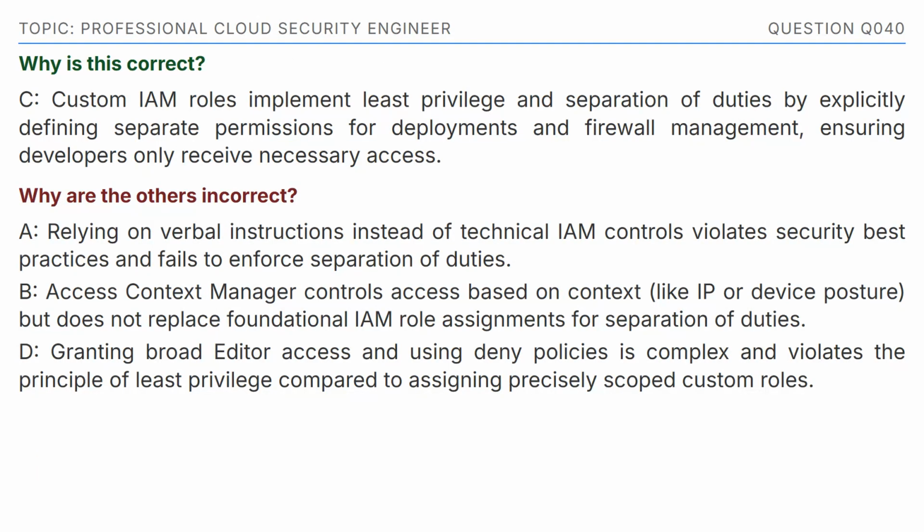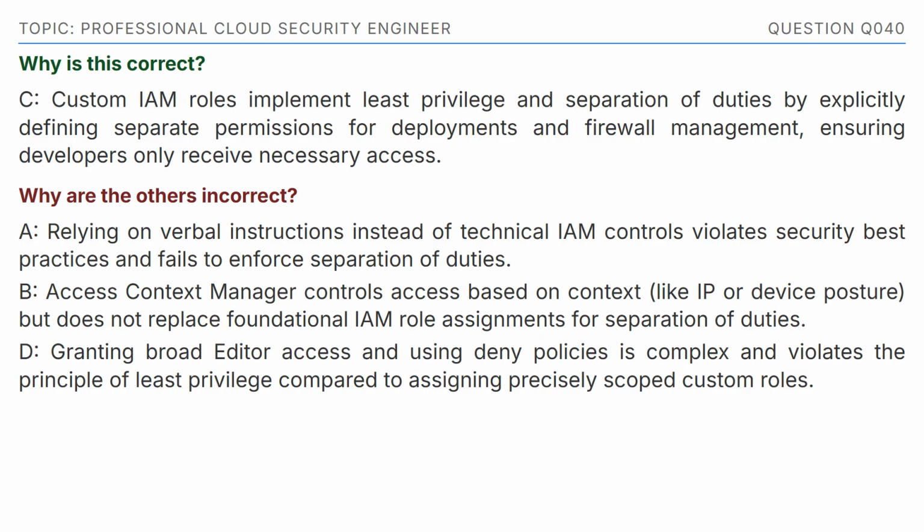Why is this correct? C. Custom IAM roles implement least privilege and separation of duties by explicitly defining separate permissions for deployments and firewall management, ensuring developers only receive necessary access. Why are the others incorrect?